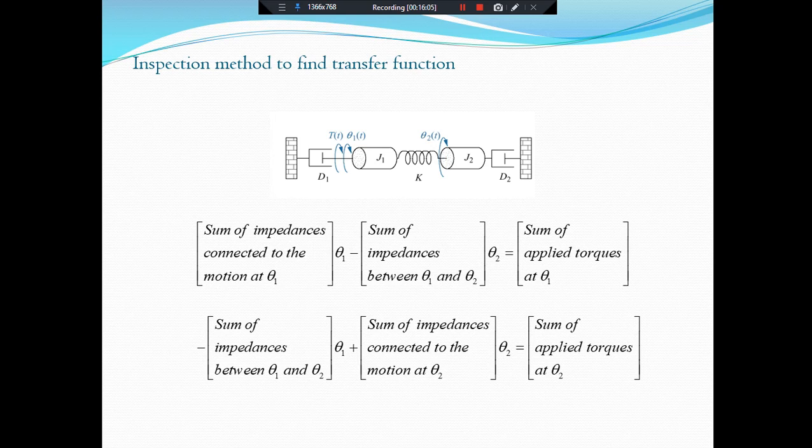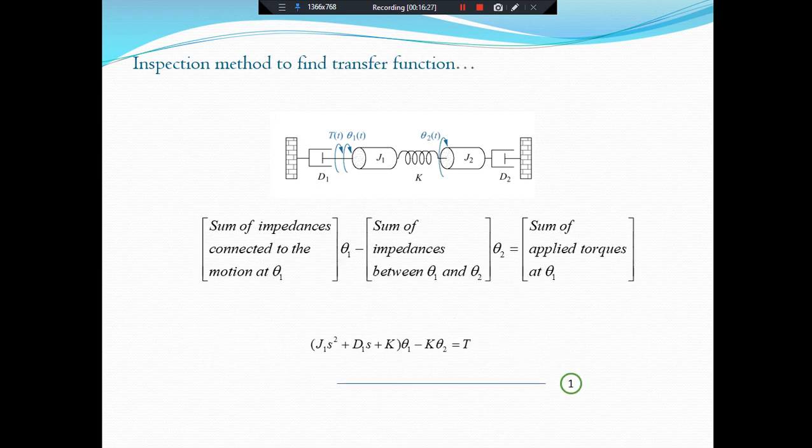Now we'll write the equation of the same system by the inspection method, and we will see the result of both will be the same, meaning the result we got from the free body diagram and the equation we get from the inspection method, both will be the same. Now you can see this is the system for which we will use the inspection method.